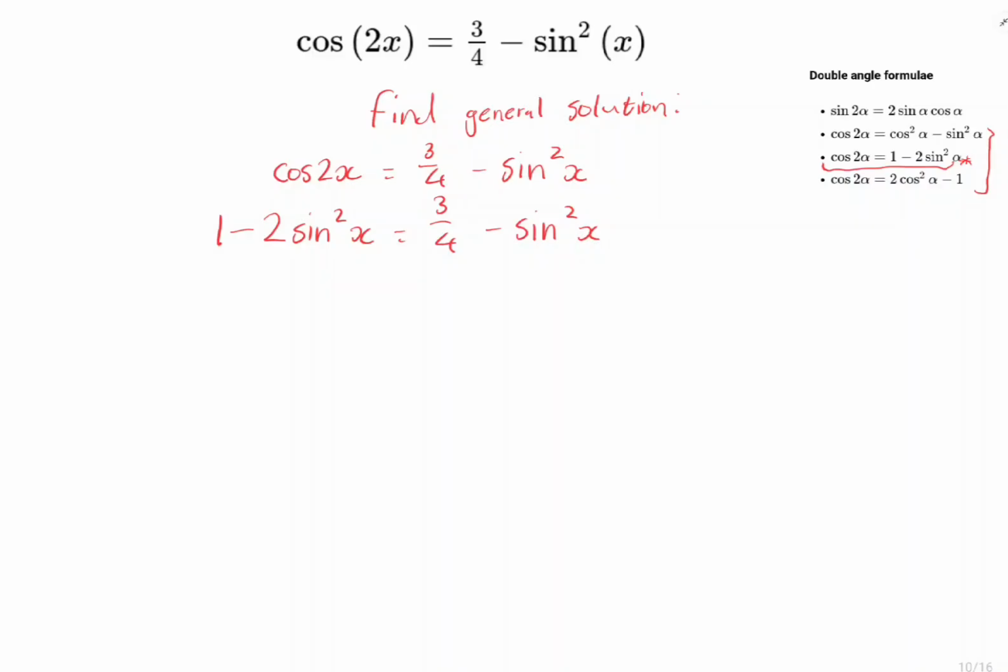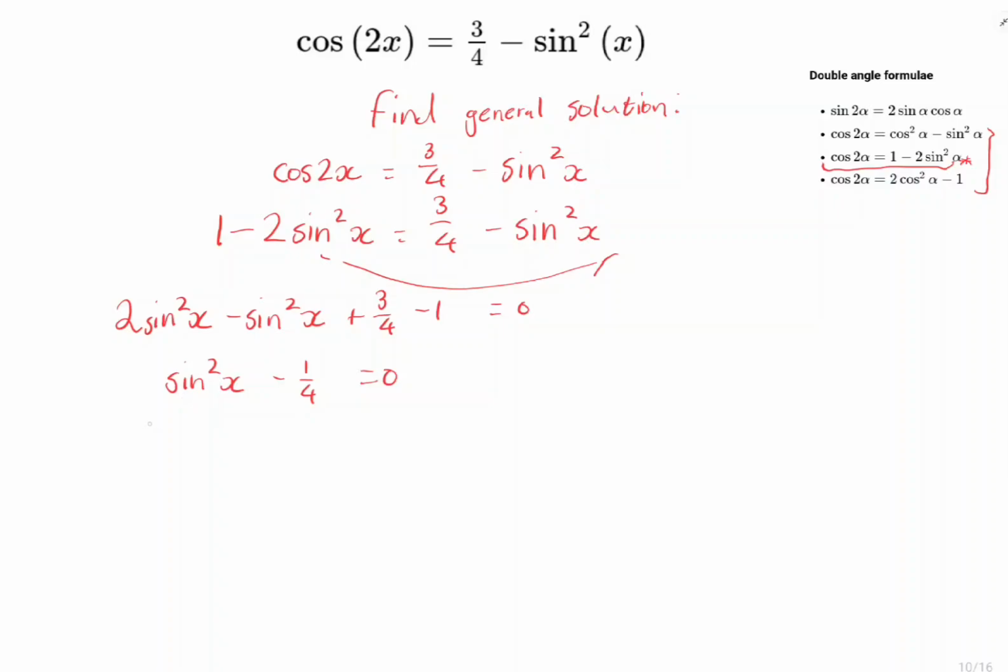Cool. So now let's transfer everything to one side. It's going to be 2 sine squared x minus sine squared x plus 3 over 4 minus 1 is equal to 0. I hope I am not mistaken there. So it's sine squared x, because 2 sine squared x minus sine squared x is just going to be 1 sine squared x. And 3 over 4 minus 1 is minus a quarter, which is equal to 0, right?